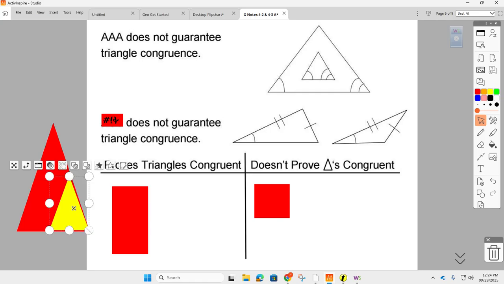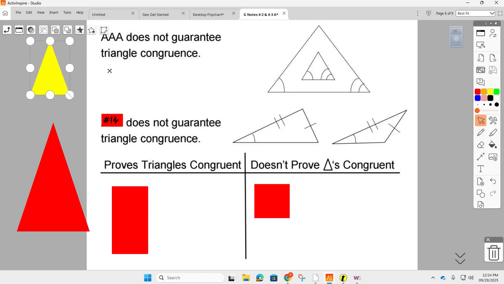But are the triangles congruent? No, because the side lengths are not the same. So they can have the same angle measures and be congruent, but they can also have the same angle measures and not be congruent, right? So we can't use that as proof that two triangles are congruent. They're proportional, they're similar, but they're not necessarily congruent. Yes, remember when you learned about same shape, different size, so they're proportional, or similar.